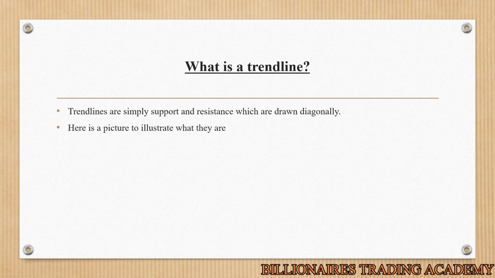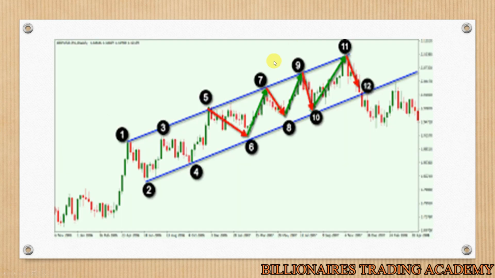So what is a trend line? A trend line is simply support and resistance which is drawn diagonally. Here's a picture to illustrate. In a case where you have price moving in an uptrend or in a downtrend, you can spot turning points of the market by using a trend line. Remember, the key as a trader is your ability to spot turning points of the market, and those turning points become your points of interest.